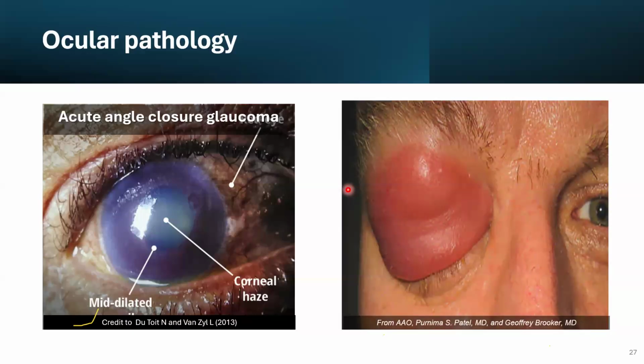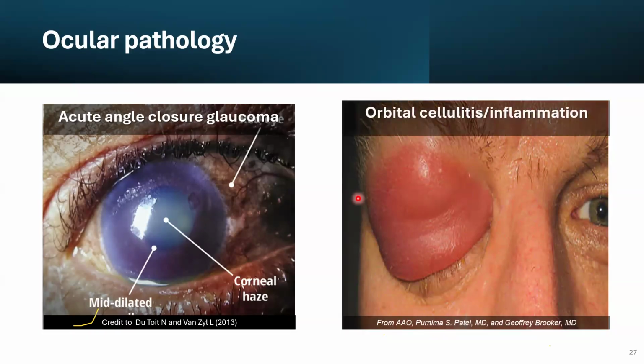This is an obvious case. Patient coming with acute vision loss. The eyelid is red. So this is an orbital cellulitis, orbital condition. It could be orbital cellulitis or orbital inflammation for any cause, autoimmune or infectious.